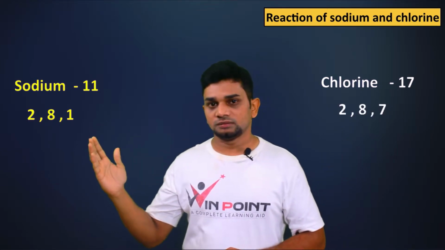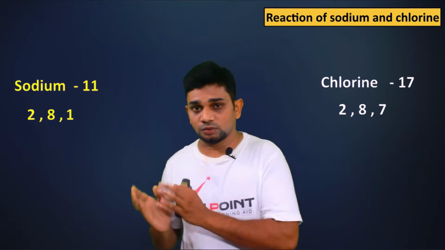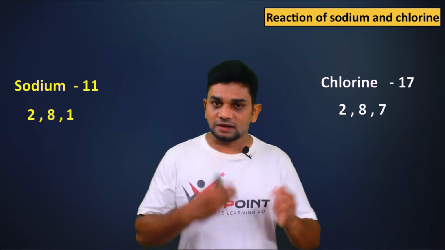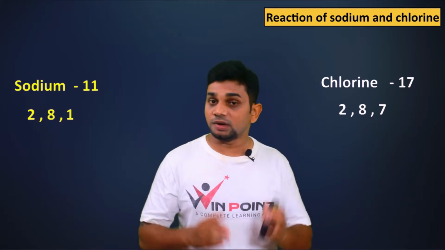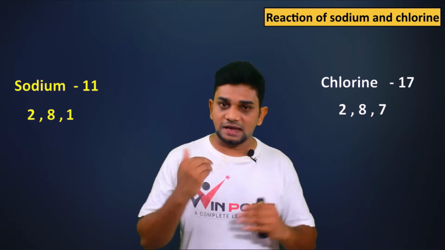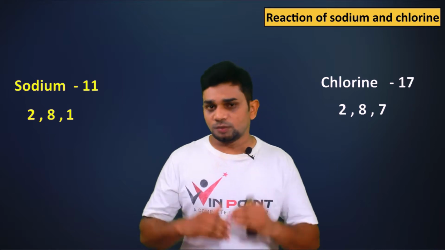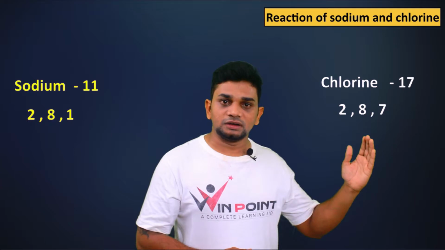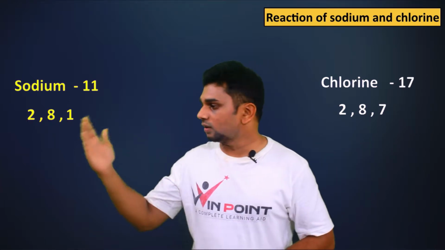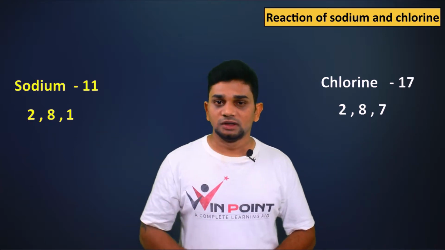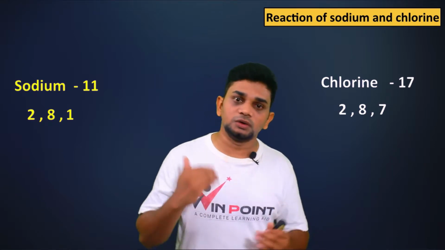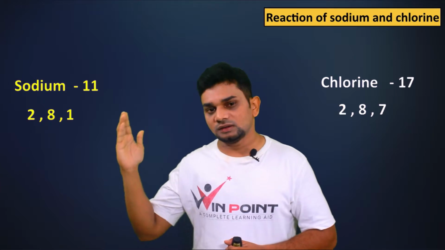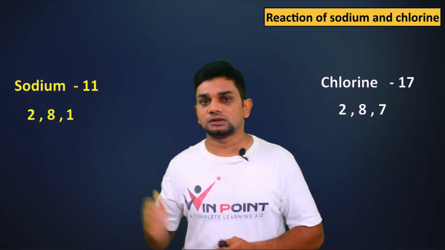In sodium, there is 1 electron in the outermost shell. In chlorine, there are 7 electrons in the outermost shell. Atoms react with each other to become stable. To become stable, they need to complete the octet. Here, chlorine requires 1 electron and sodium requires 7 electrons. No atom is going to give 7 electrons. So the better idea is that sodium will donate this 1 electron to chlorine.